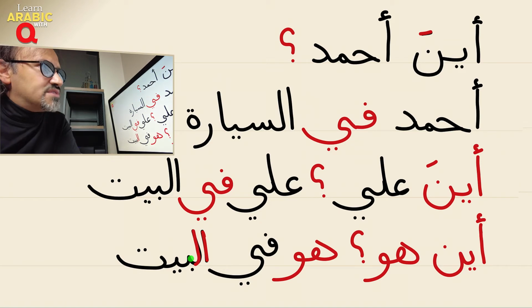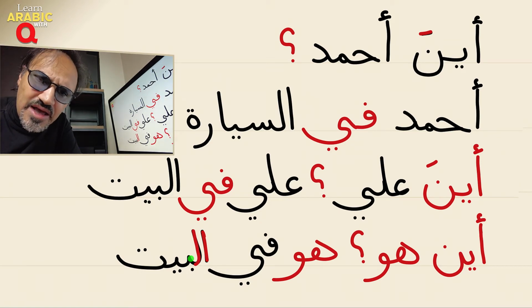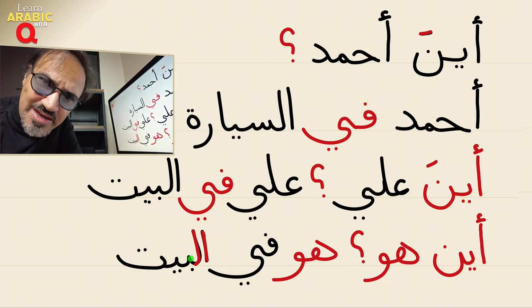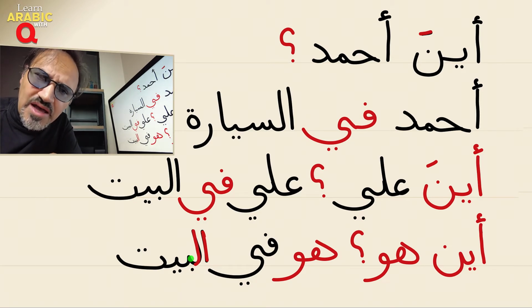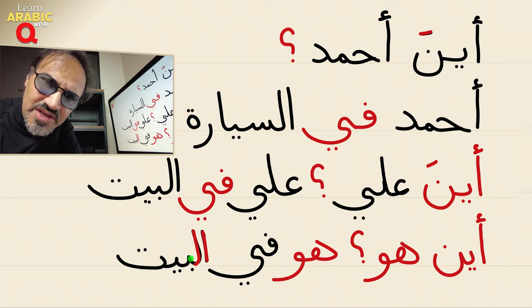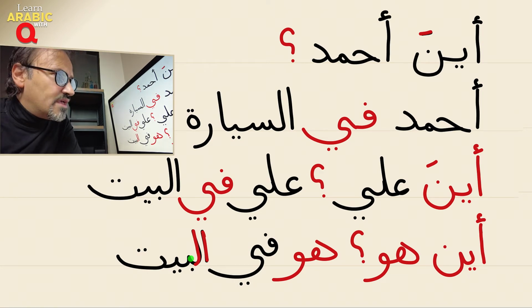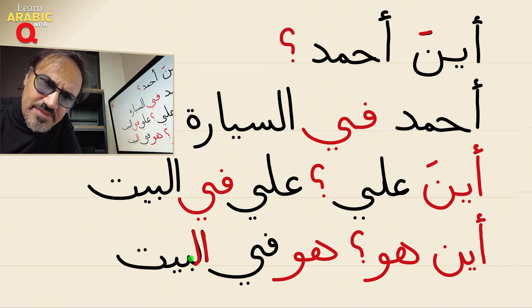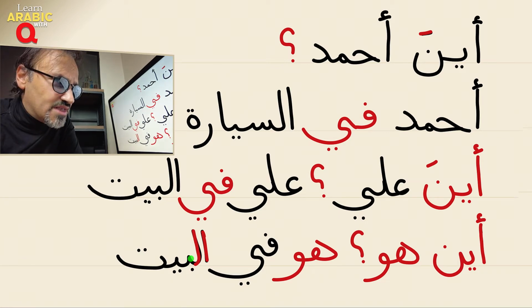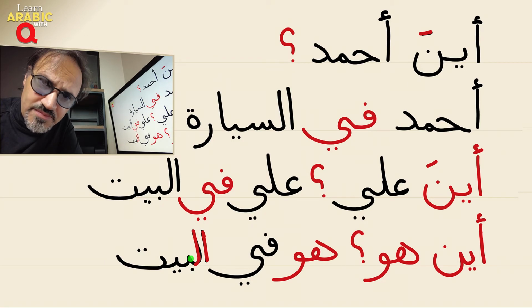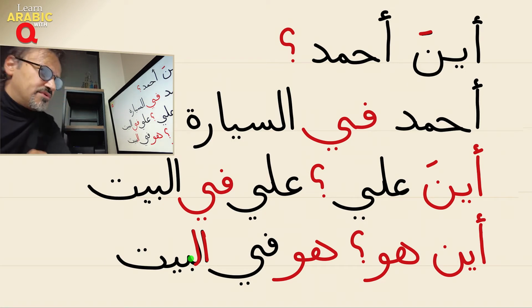Okay, let's try to read these together again. Aina Ahmed. Where is Ahmed? أحمد في السيارة. أين علي؟ علي في البيت. أين هو? Where is he? هو في البيت. So here, instead of saying Ali, we used هو. Okay? Now let's take another example.